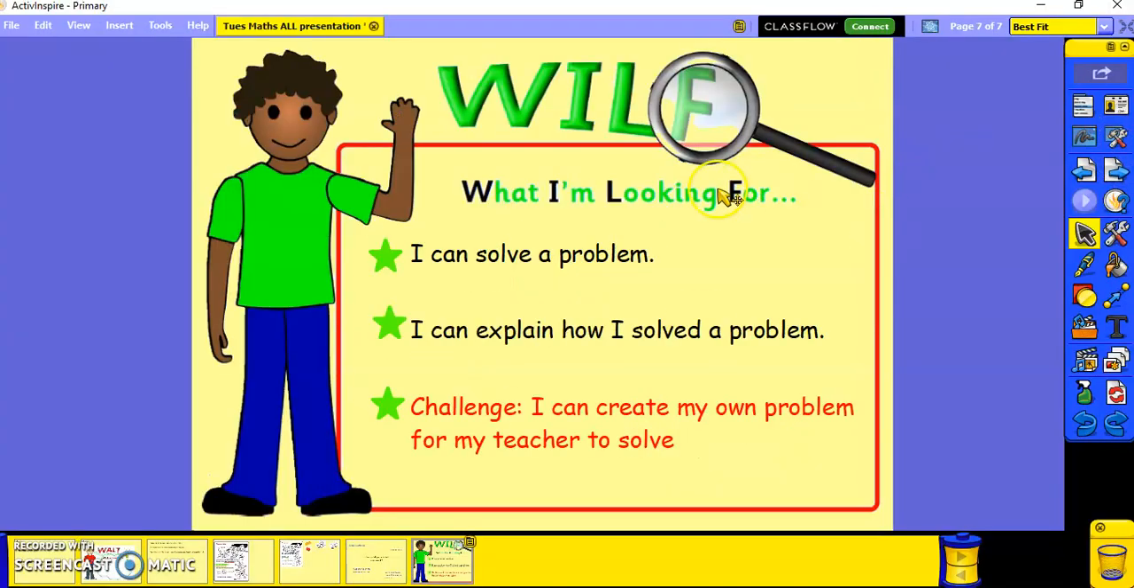So our WOLF today: I can solve a problem. I can explain how I solved a problem. And remember, that includes showing me workings out in your drawings. And then the challenge is I can create my own problem for my teacher to solve.